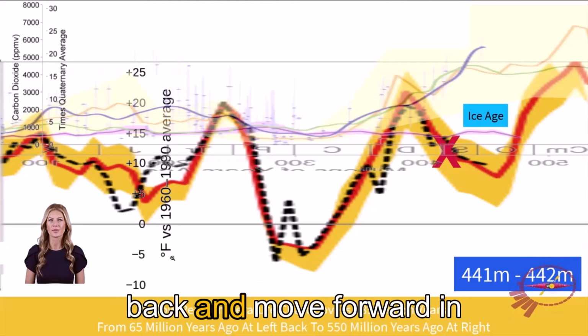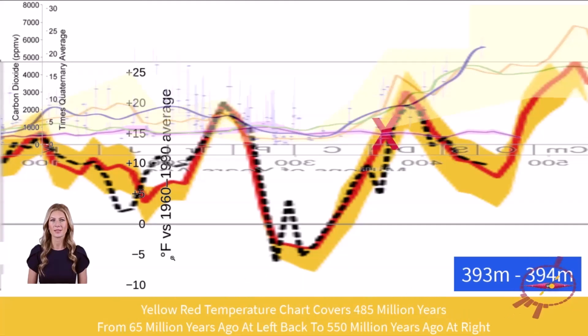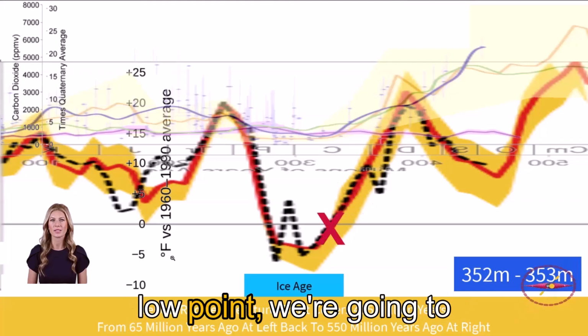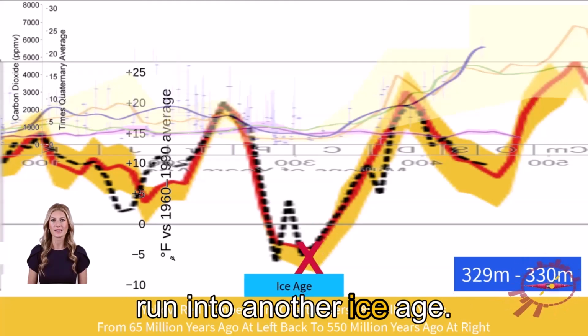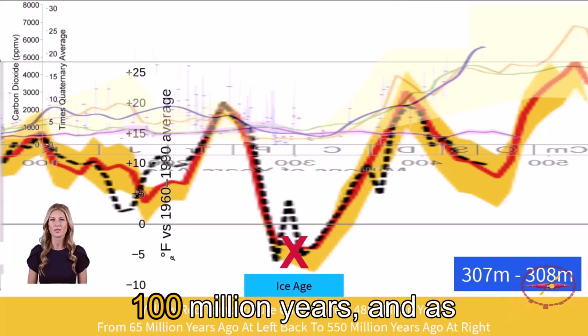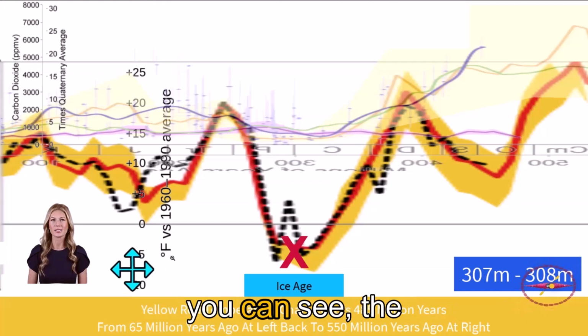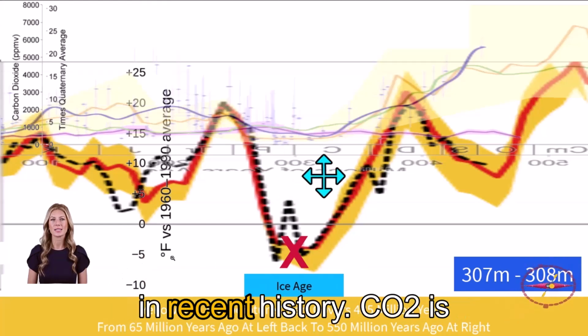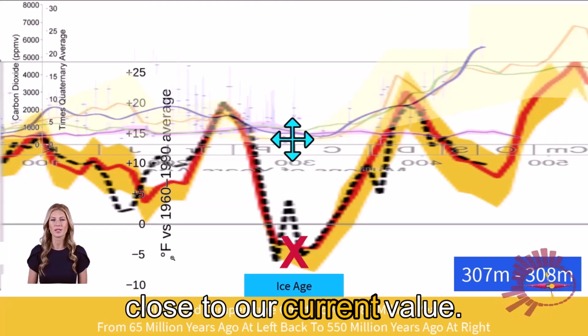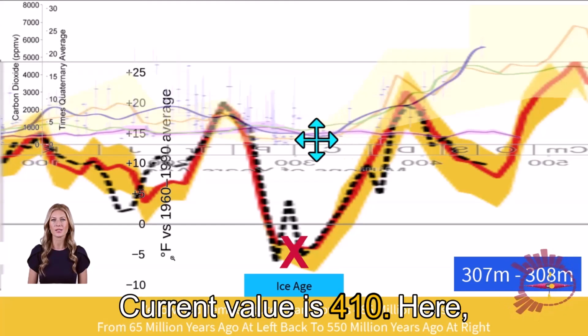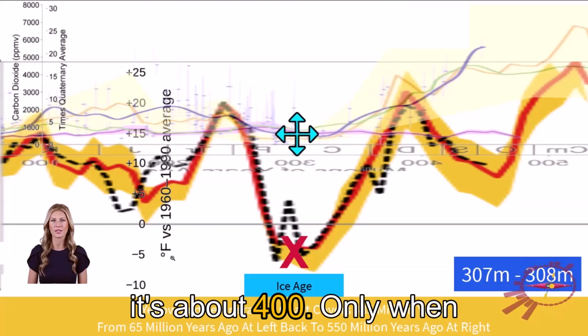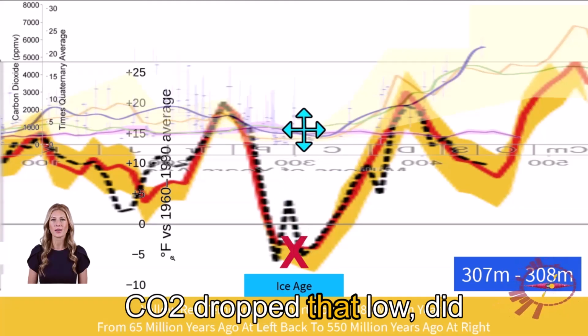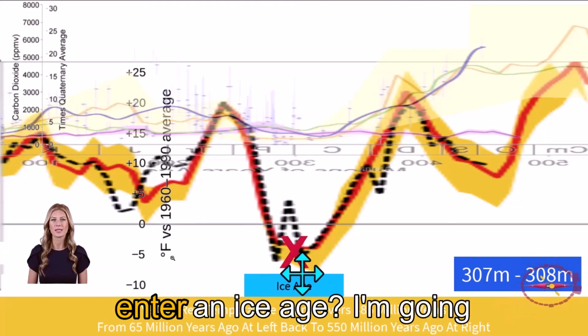We're going to go on back and move forward in time. And as we get down to this low point, we're going to run into another ice age. This ice age lasts for about 100 million years. And as you can see, the temperature dropped to the lowest level that we've seen in recent history. CO2 is close to our current value. Current value is 410. Here, it's about 400. Only when CO2 dropped that low did this part of the time span enter an ice age.